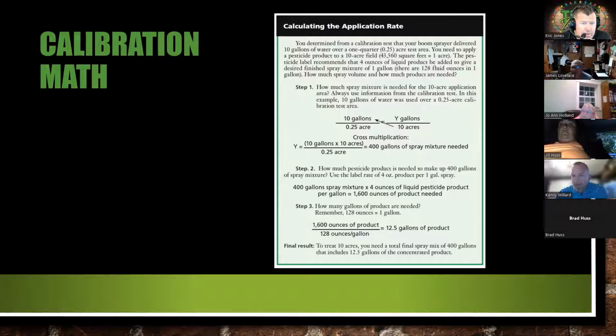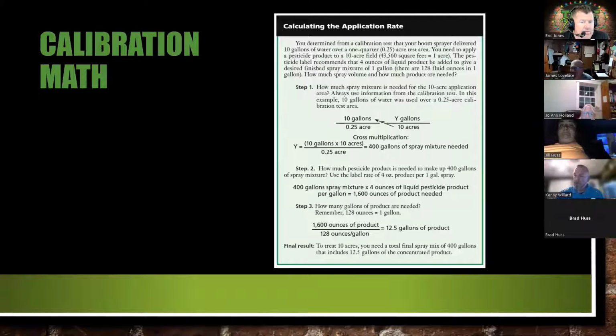And so, step 1, how much spray mixture is needed for the 10-acre application area? Always use the information from your calibration test. We would do that prior to doing it. So in this example, 10 gallons of water was used over a 1/4 acre calibration test area. So we have 10 gallons over 1/4 of an acre. We're doing Y gallons over 10 acres, and we're going to cross multiply. So Y is equivalent to 10 gallons times 10 acres divided by 1/4 acre. So we need 400 gallons of spray mixture.